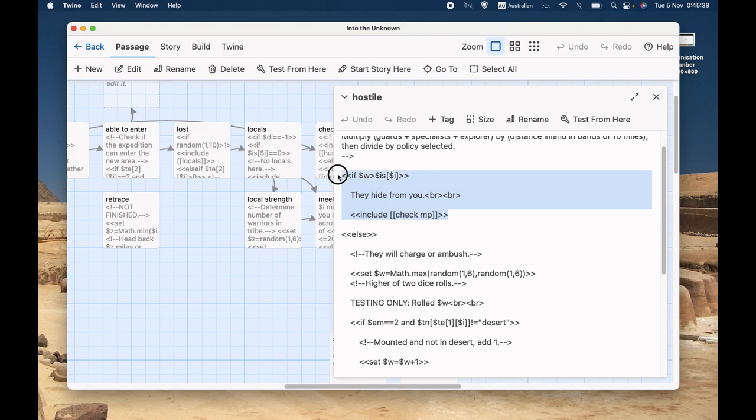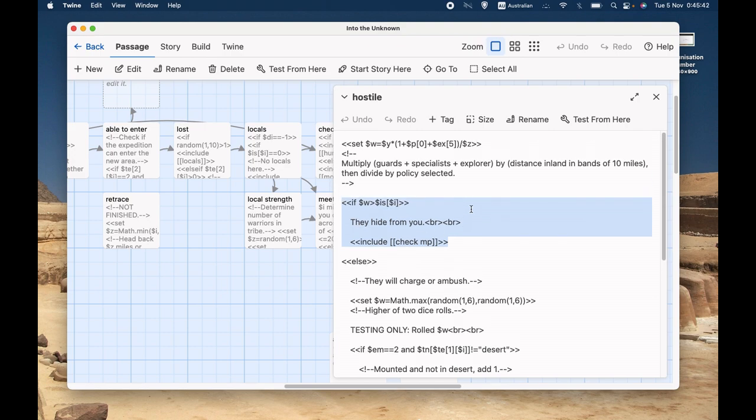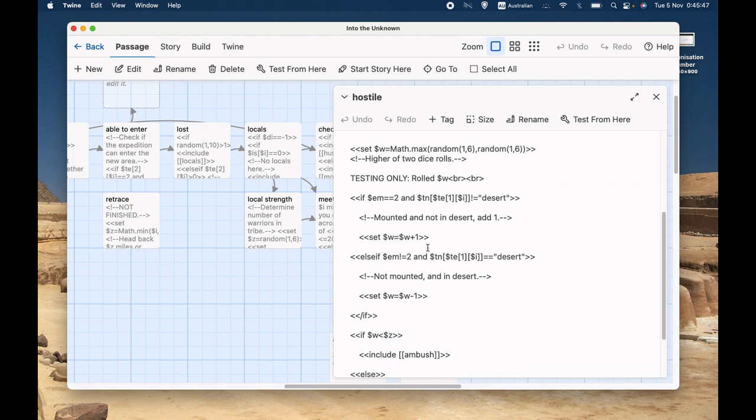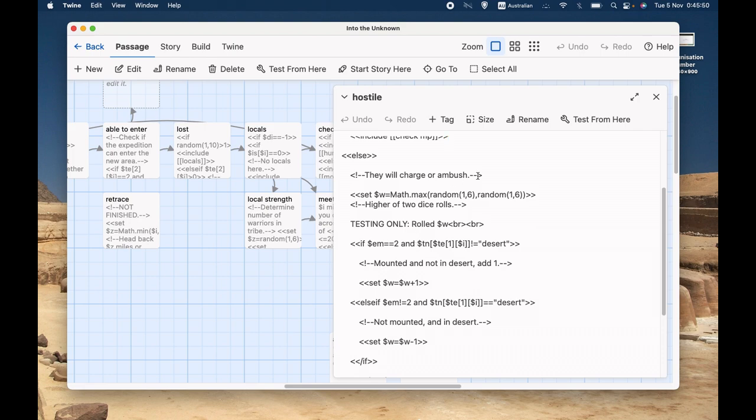So that checks whether they hide from you, and if not, they're going to attack you. And as it says here, they will charge or ambush. In other words, the attacks are divided in the game into charges and ambushes, with ambushes being more dangerous. Obviously, as the name suggests, an ambush means that they got the drop on you, and specifically it means you don't get to fire off your muskets.